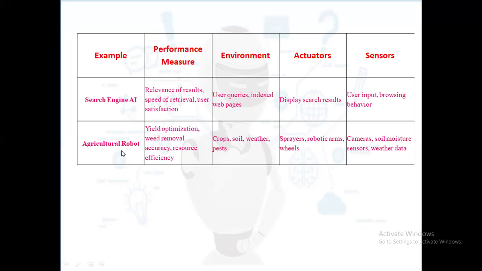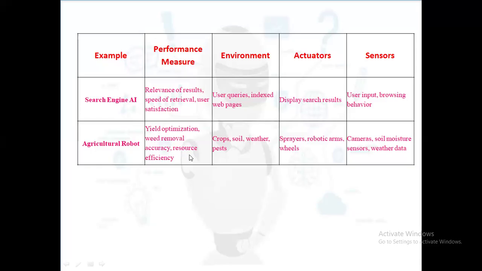Finally, the agricultural robot operates in fields monitoring crops and soil conditions. It uses cameras and soil moisture sensors to gather data, and actuators like sprayers and robotic arms to perform tasks like planting or pest control. Its performance is assessed by its ability to optimize yield, remove weeds accurately, and use resources efficiently.